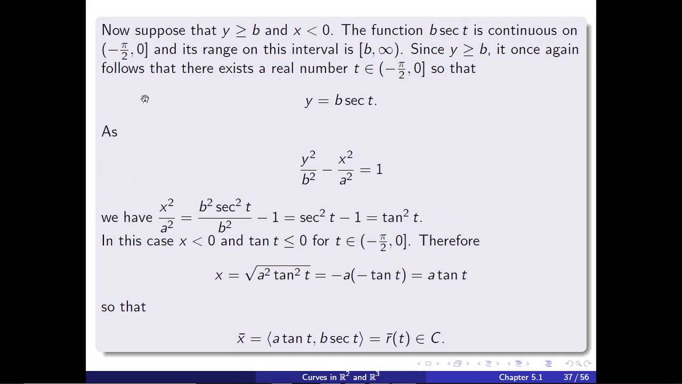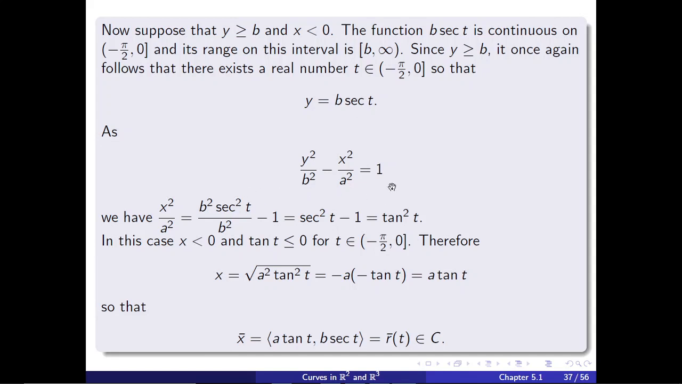Now let's look at the second case. Suppose y is greater than or equal to b and x is less than 0. Then the function b sec t is continuous on minus pi over 2 up to 0, and its range on this interval is b up to infinity. Since y is greater or equal to b, it once again follows that there exists a real number t between minus pi over 2 and 0 so that y is equal to b sec t.